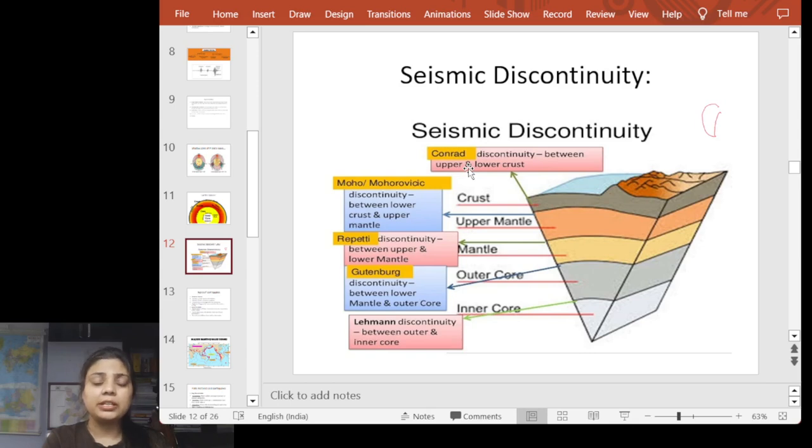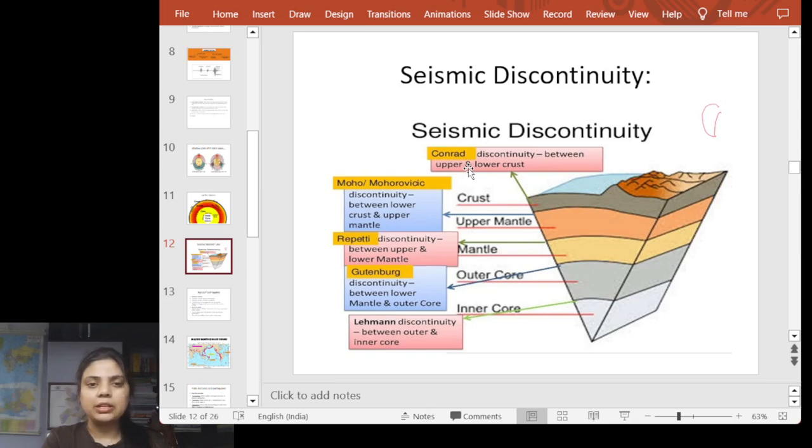The question has been asked directly in the prelims examination: which discontinuity lies between which two regions. Like Conrad, that is between the upper and lower crust; Moho discontinuity, that is between the lower crust and upper mantle; Repetti discontinuity, that is between the upper and lower mantle; Gutenberg discontinuity, that is between the lower mantle and outer core; Lehmann discontinuity, that is between the outer and inner core.